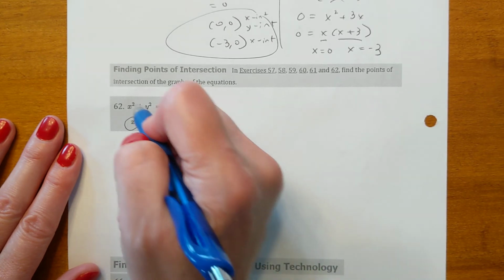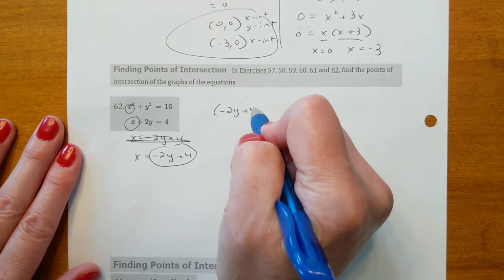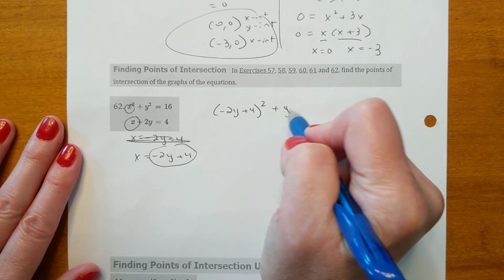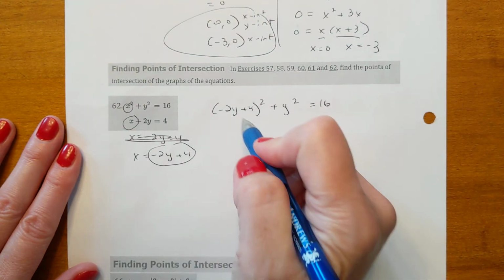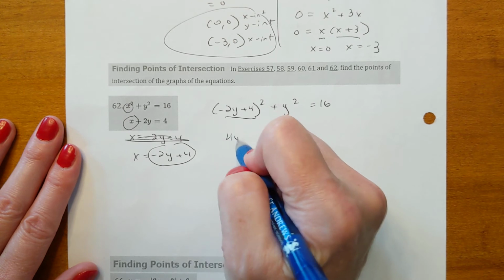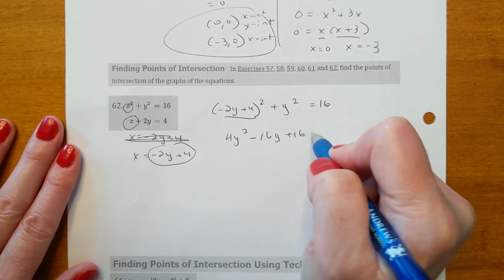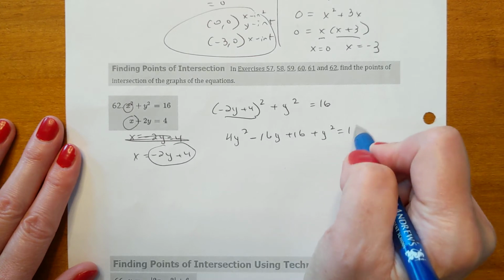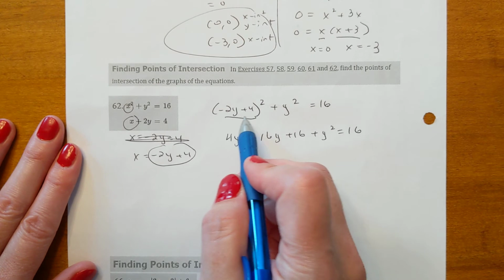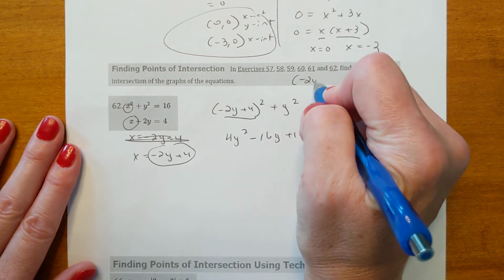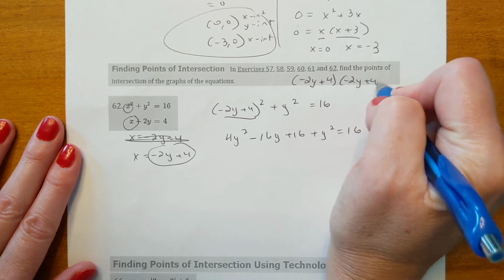So pick that up and plug it in for the x on the first one. So negative 2y plus 4 squared plus y squared equals 16. All right, so now you got to FOIL this. FOILing that out gives you 4y squared minus 16y plus 16. And someone out there is saying, whoa, where'd you get that from? Well, when you FOIL that, that means there's 2 of them. So it's negative 2y plus 4 times negative 2y plus 4.